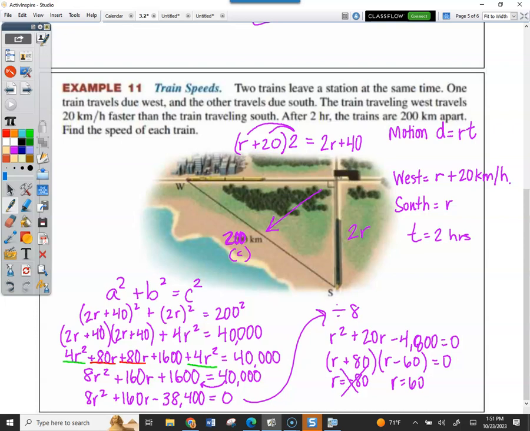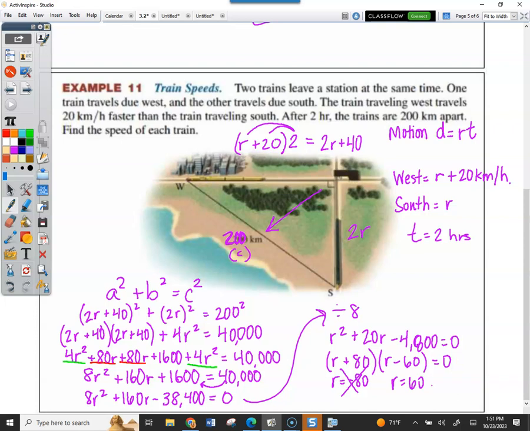So 60 is the southbound train speed, which means the westbound train is going 80. And that always works out like that. The one you end up throwing out ends up being what you get after you put it in. South is 60 because I got R right here. And west would be 60 plus 20, so it'd be going 80 kilometers.